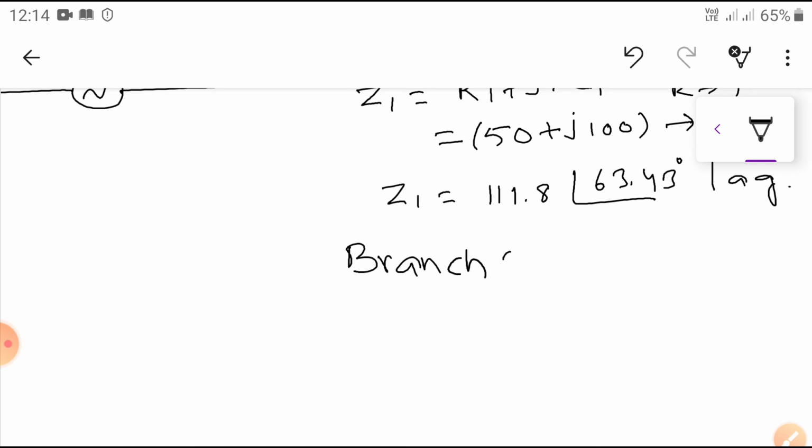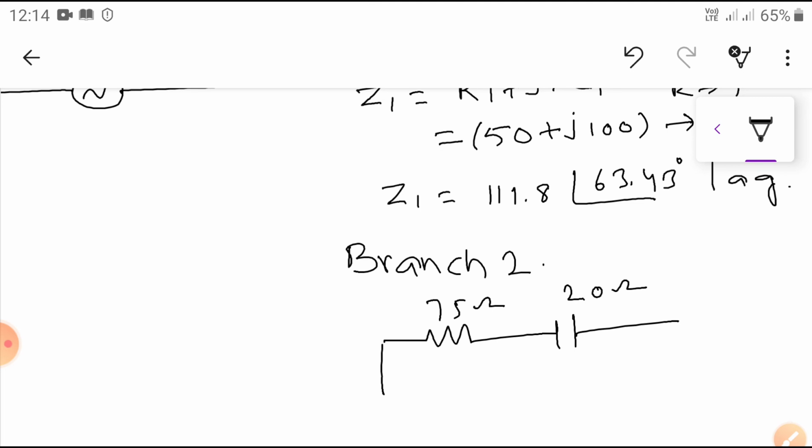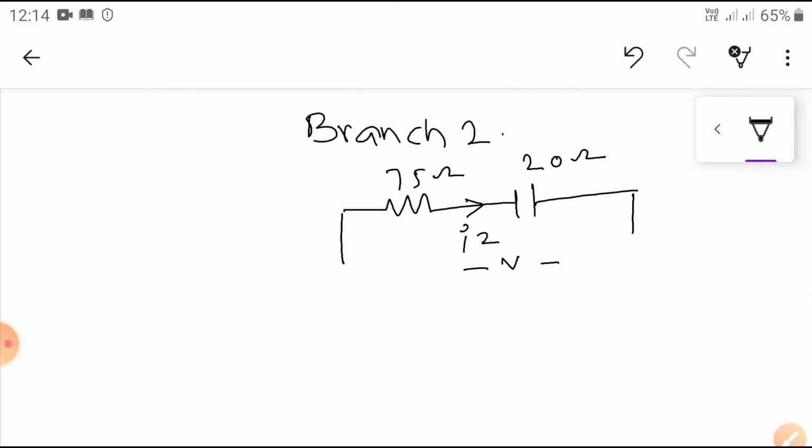Branch 2 current. What is the branch 2 current here? So that means a resistance and capacitance connected across the same voltage, 75 ohms and 20 ohms. Here the current is called I2, which is required, and its phase angle is required. The applied voltage is V. So from this, you are going to calculate Z2.